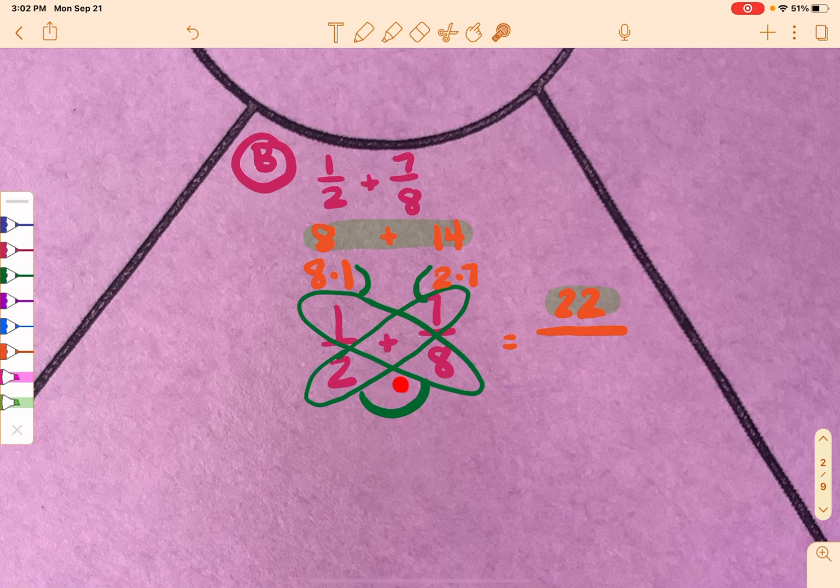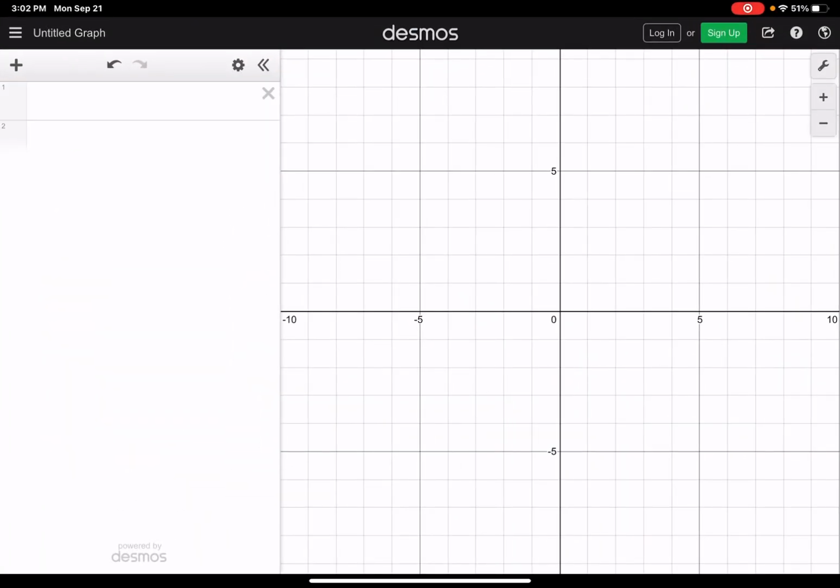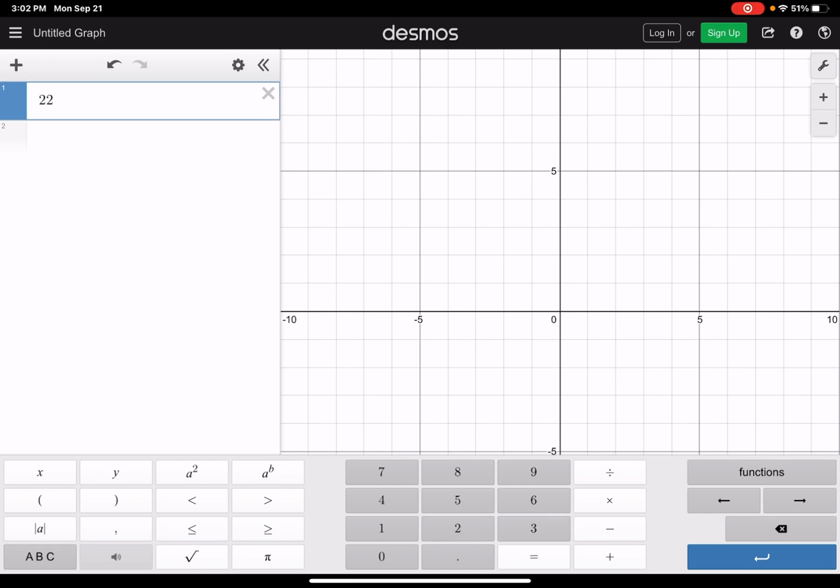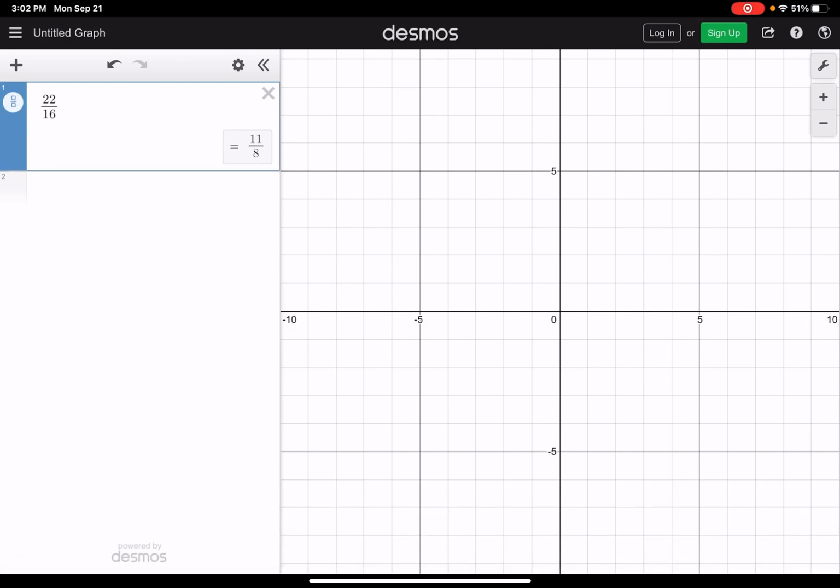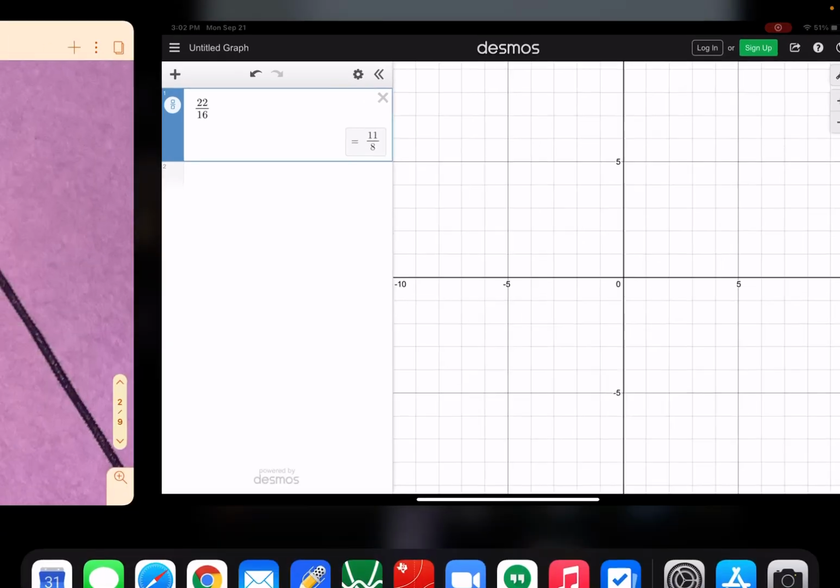Okay, now I'm going to get the bottom of my fraction together. So I have 2 and 8. So 2 times 8 is 16. So that part goes right there. And then remember, I'm going to go through and I'm going to put this into decimals to check it. So I'm going to do 22 over 16. I'm going to hit that little fraction icon in the blue bar in front of your fraction. So I get 11 over 8.